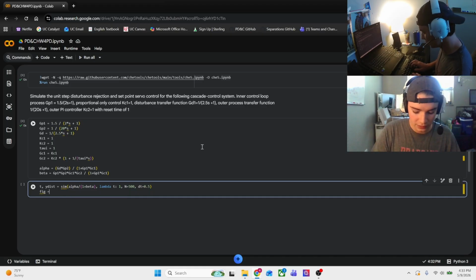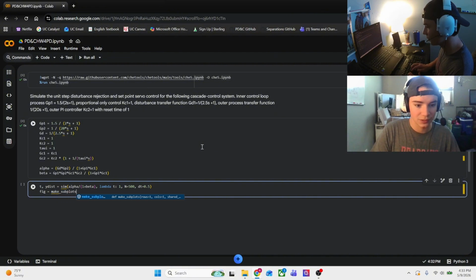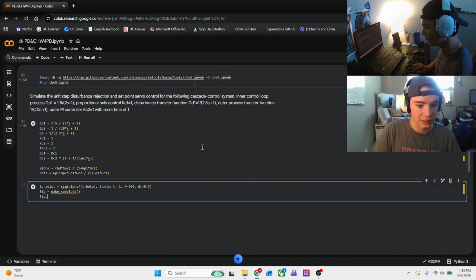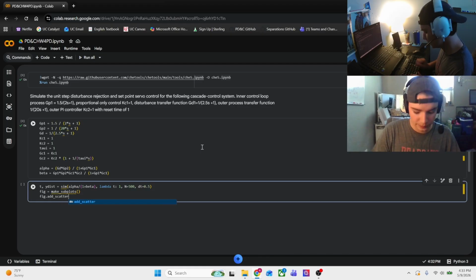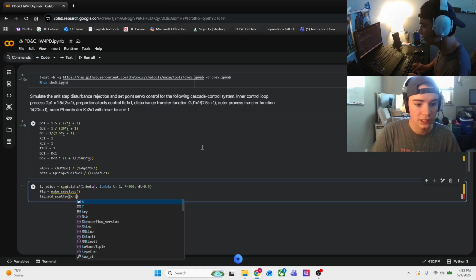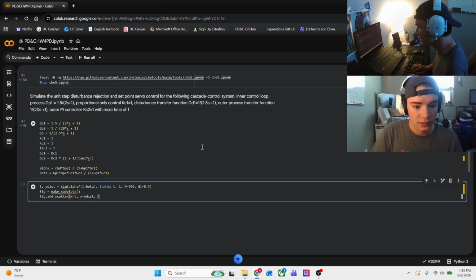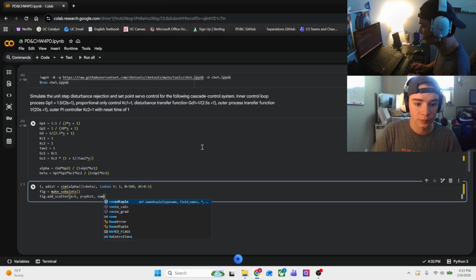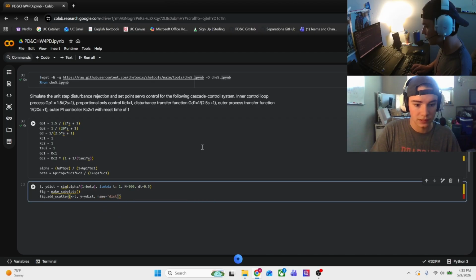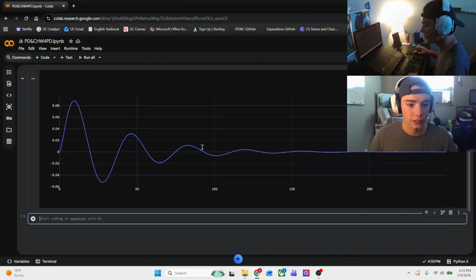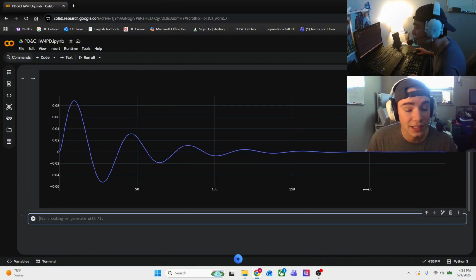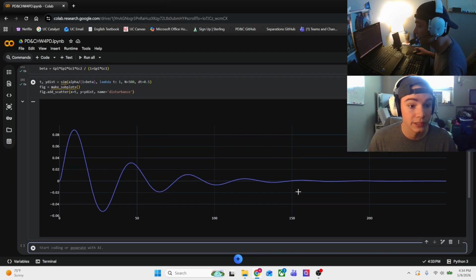So we're going to say fig equals make subplots. We're going to do fig dot add scatter. We're going to say our x is equal to our t as usual. Our y is going to equal our y disturbance. And then I'll give it a name, call it disturbance. Shift enter. And then as you can see here with our cascade control, we have a nice pretty convergence right around 0, which is what we want for our disturbance.